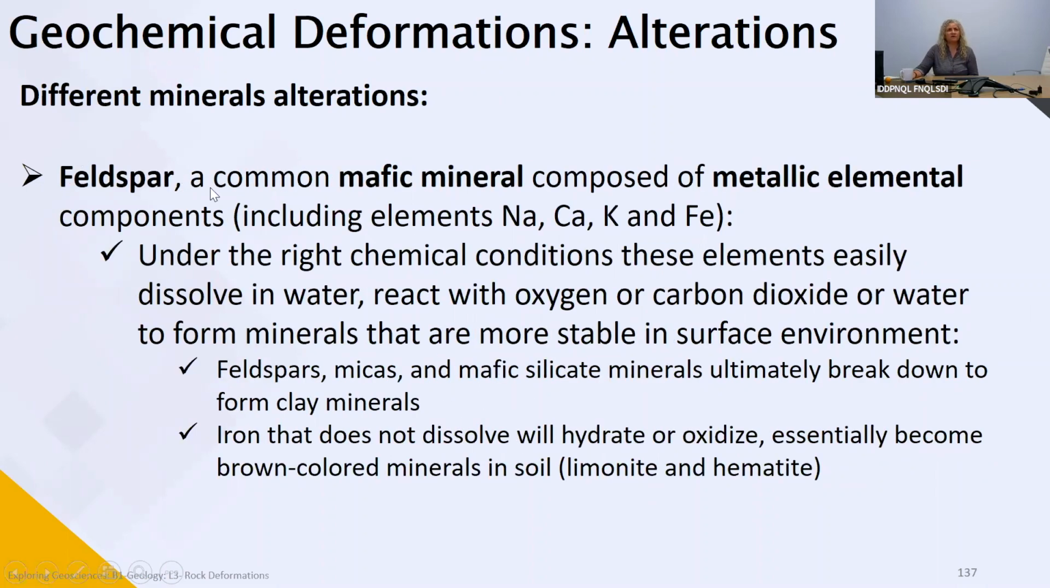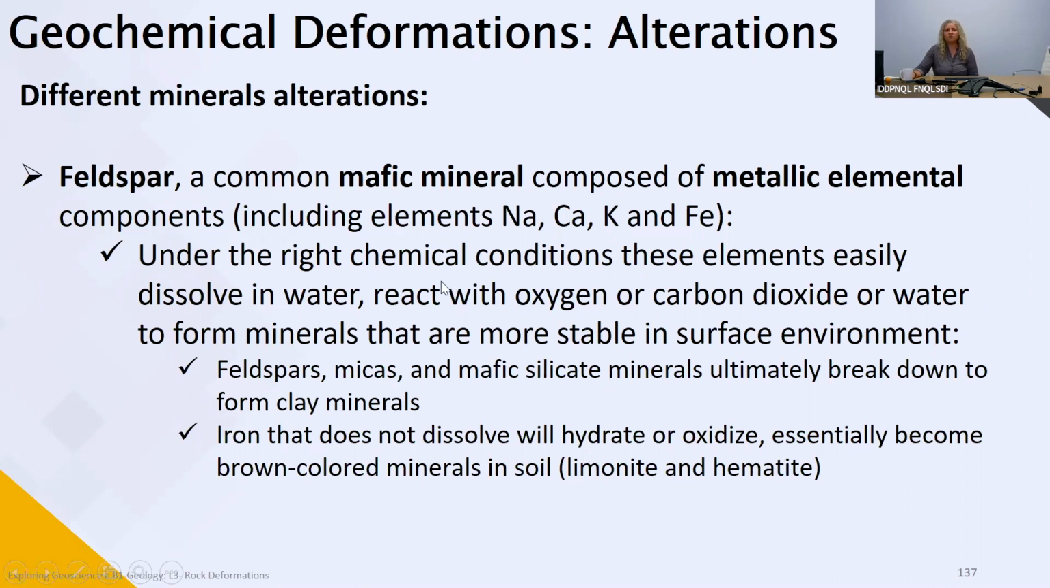What happens to feldspar? Feldspar, a common mineral, often includes sodium, calcium, potassium, and iron. These will break down physically and chemically. Feldspar, mica, and mafic silicates will break down into what we call clay minerals, and iron that does not dissolve will hydrate or oxidize and essentially become brown colored minerals in the soil known as limonite and hematite.